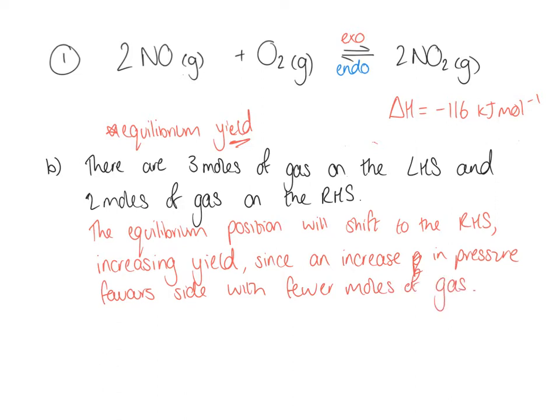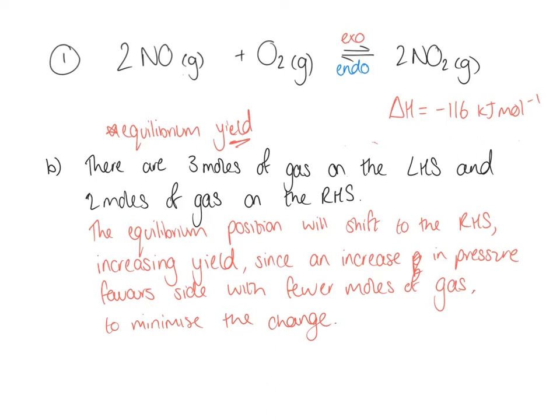Or you can say with a smaller volume, because we know that fewer moles of gas means a smaller volume, since 1 mole of any gas occupies the same volume. So therefore we've got 3 volumes on the left and 2 volumes on the right. And we just want to finish that off by saying this happens to minimise the change. Minimise or oppose the change.